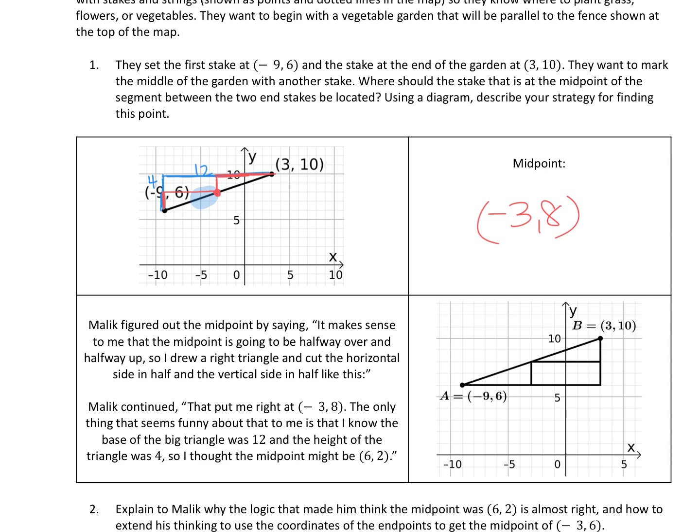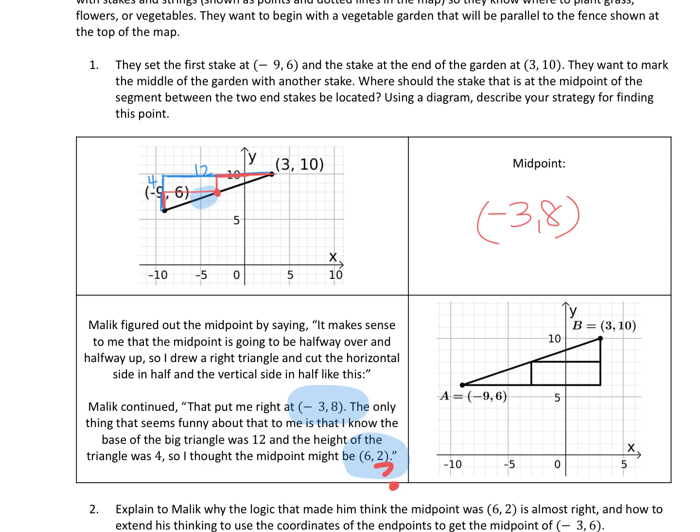The only thing that seems funny about that to me is that I know the base of the big triangle is 12, and the height of the triangle was 4, so I thought maybe the midpoint should have been 6, 2. Which one is right? Is it -3, 8 or is it 6, 2? I think he's got a valid point. If you just think about the slope triangle being 4 and 12, it might be tempting to think it's 6, 2.